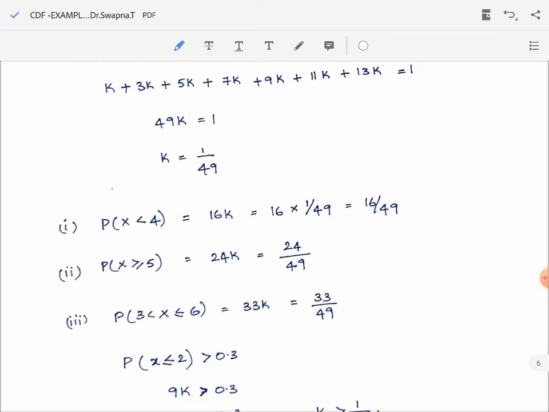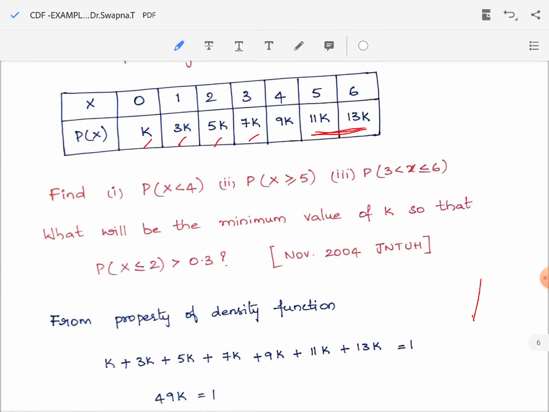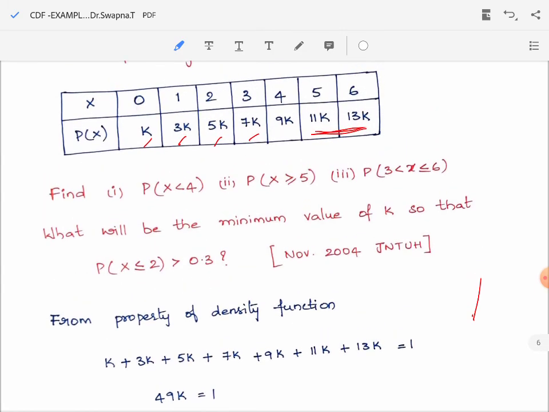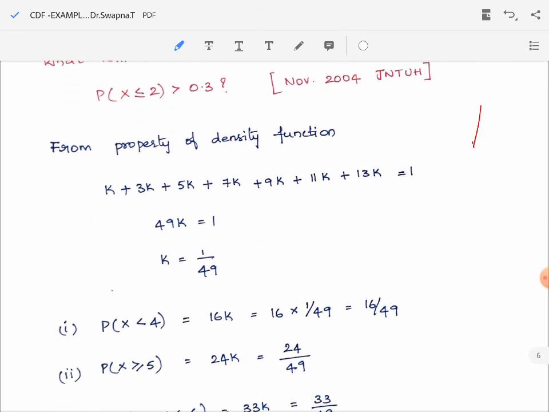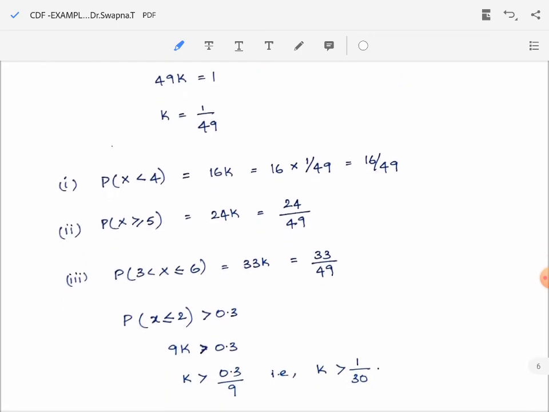And the third one, probability of x greater than 3 and less than or equal to 6. Greater than 3 and less than or equal to 6 means all the values 4, 5, 6. So what are the values? 9k, 11k, 13k. So you get 33k, which is equal to 33 by 49.